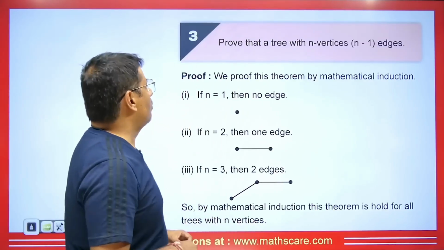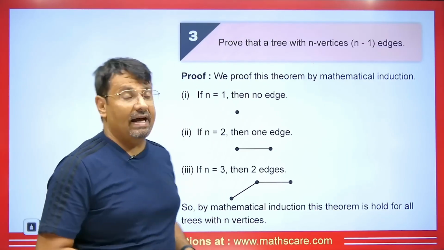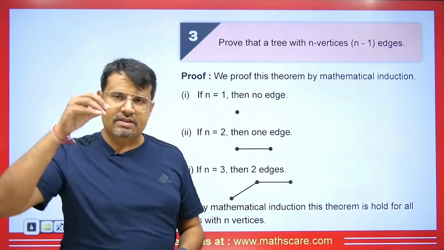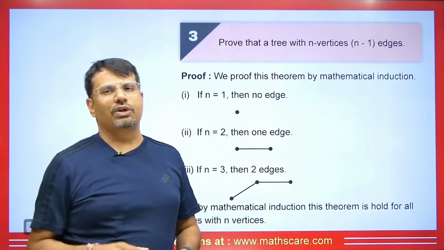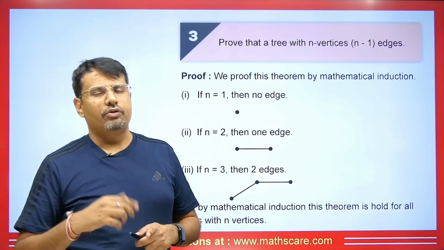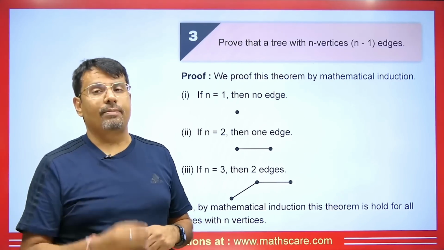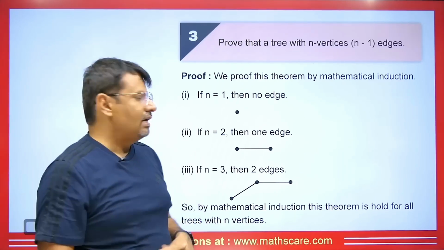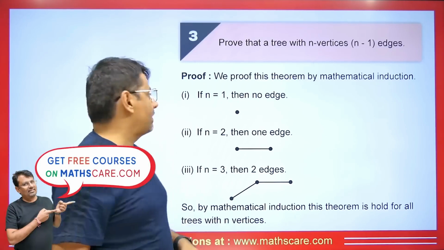Next, we will discuss this. Prove that a tree with n vertices has n minus 1 edges. Is it clear? So if we have n vertices, then the number of edges it has will be n minus 1. We will work on this concept and we will prove it with the help of mathematical induction. What is it? Pay attention. Let's see what we will do here first.